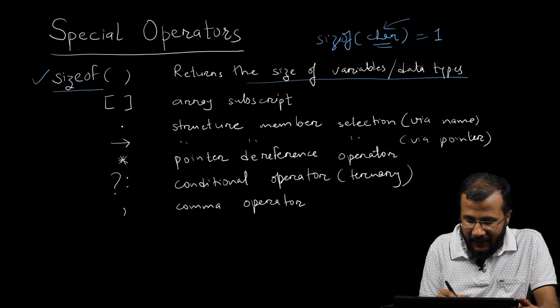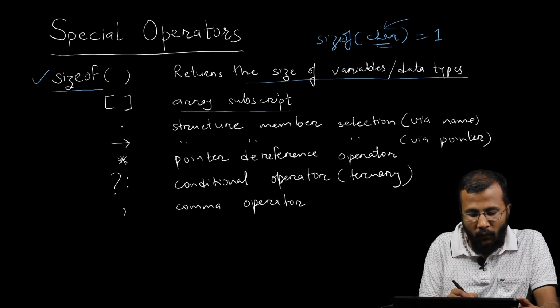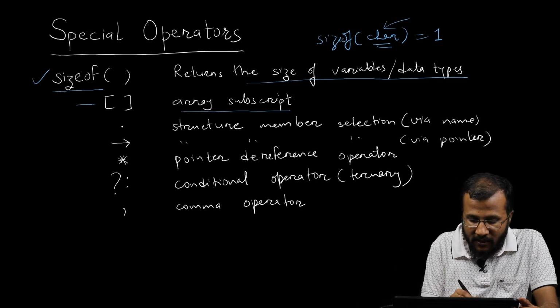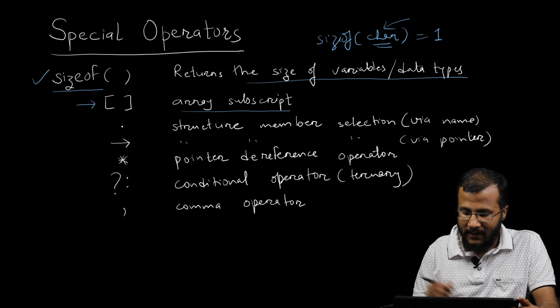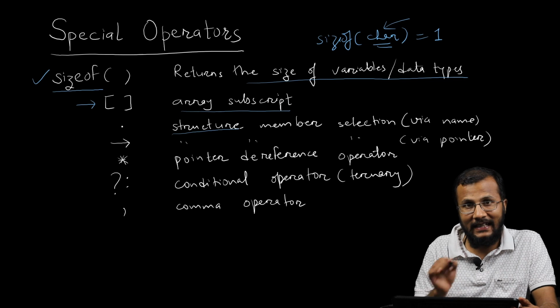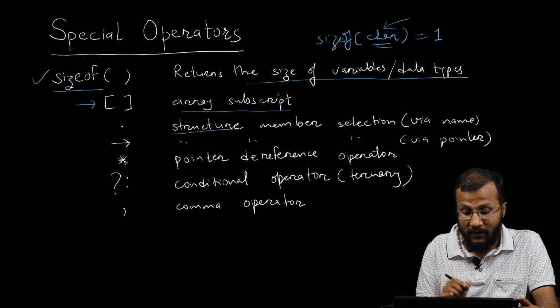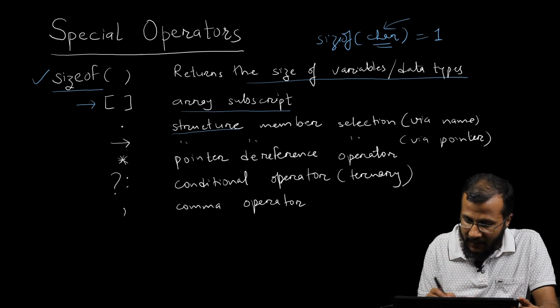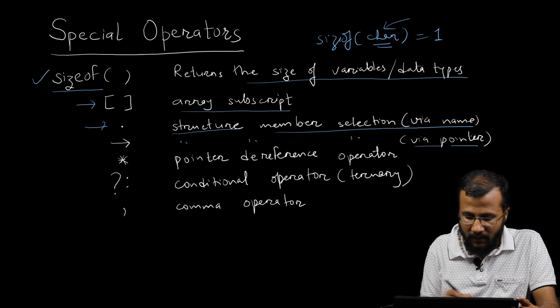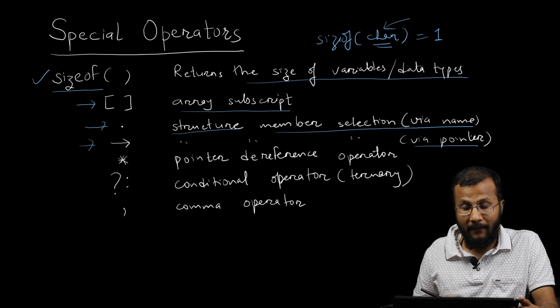Now the next one is the array subscript operator. Now we have not discussed what an array is. So whenever we discuss arrays, I'll be talking about this array subscript operator. Do not worry about it. Similarly, there is the concept called structures in C programming. Whenever we discuss structures, we'll be discussing these two operators: the dot operator, that is member selection via name, and member selection via pointer, this arrow. These are the operators that we are going to learn while covering the chapter on structures. Alright, so do not worry about it.